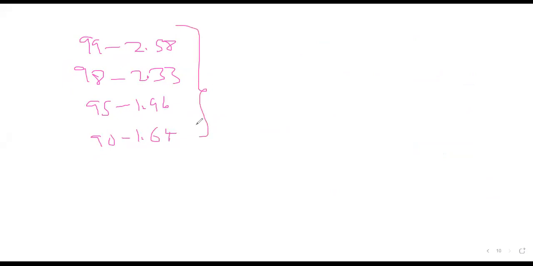Are we together? So the top two are 2.2 something, the bottom two are 1 point something. If you're not given, the standard is 95%.